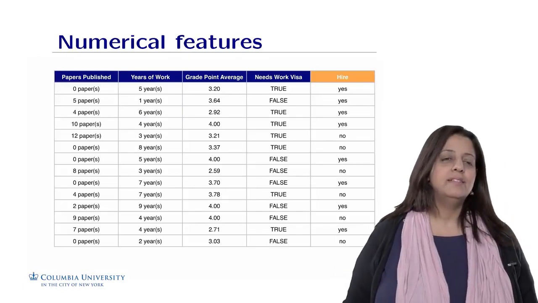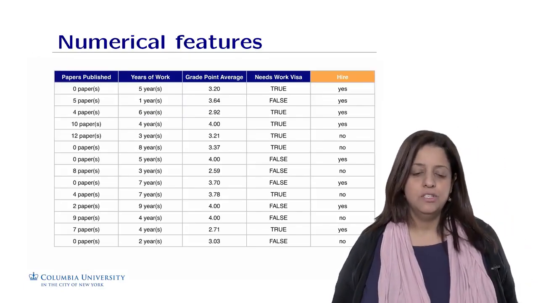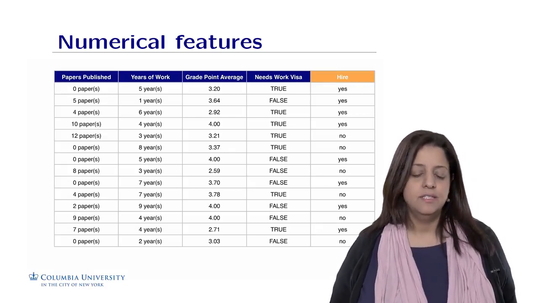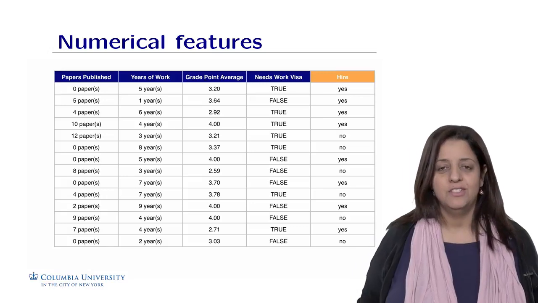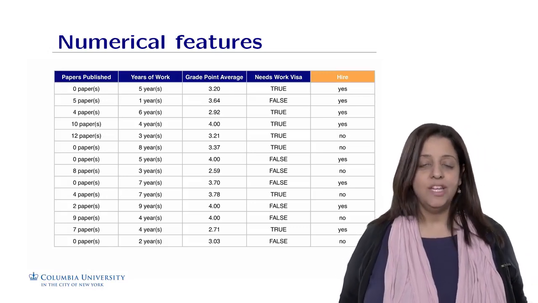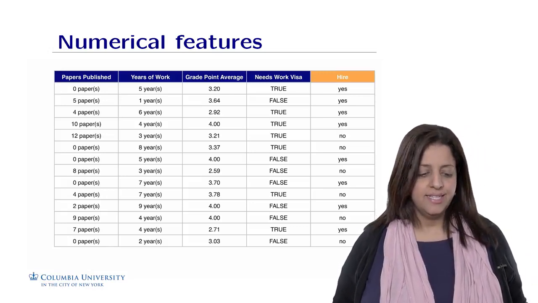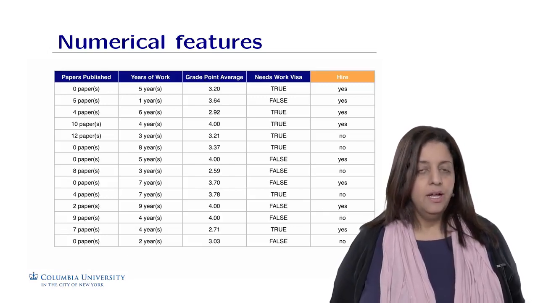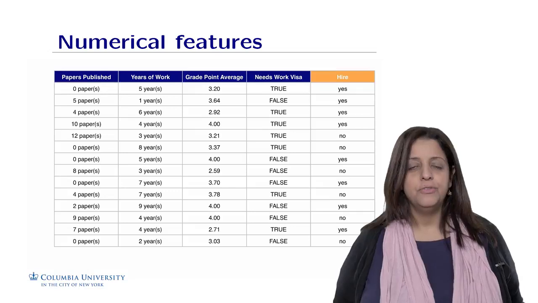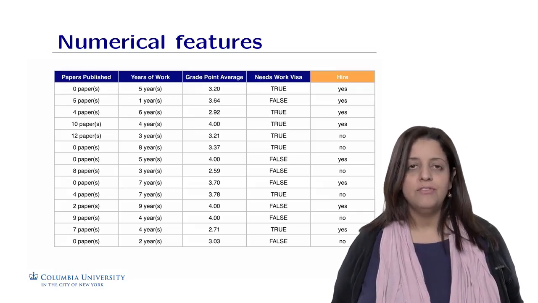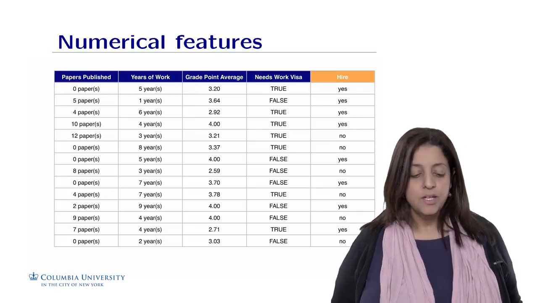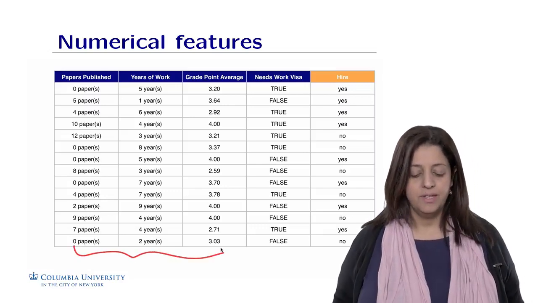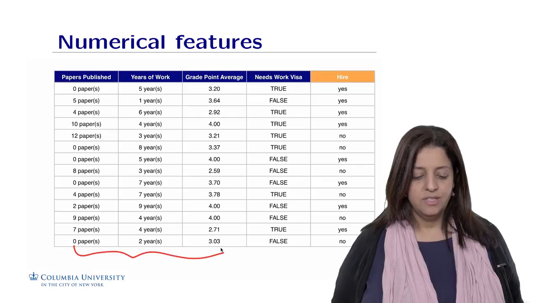You might have noticed that the data we have been dealing with so far in decision trees is purely categorical, which is one of the main strengths of decision trees. They work great for categorical data. What if your data is numerical, such as in this example, in the same example, the number of papers published, the years of work, the grade point average, and the need for work visa or not? We have 3 features that are purely numerical, and we need to do something with that when we feed it to the decision tree.